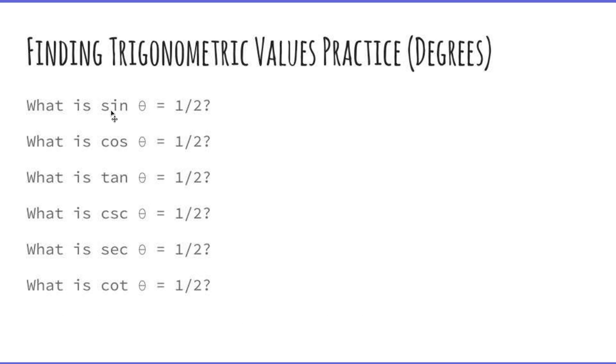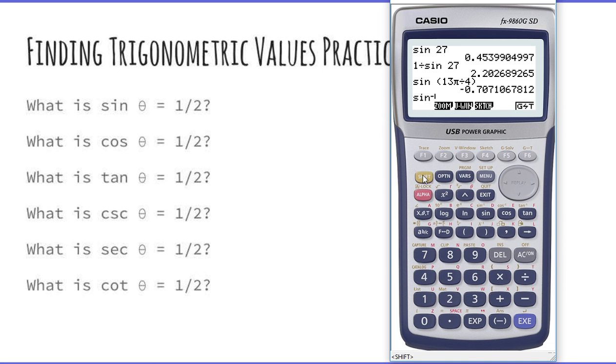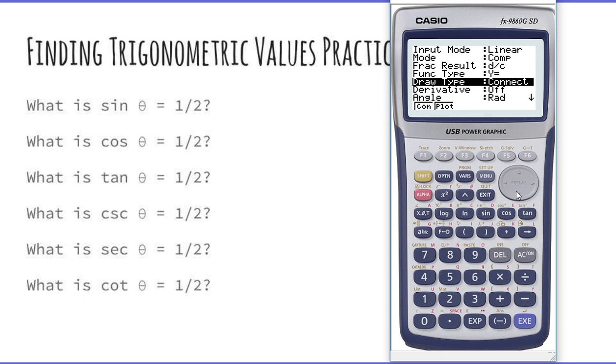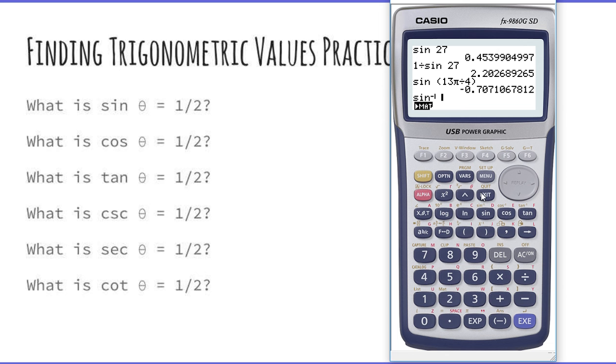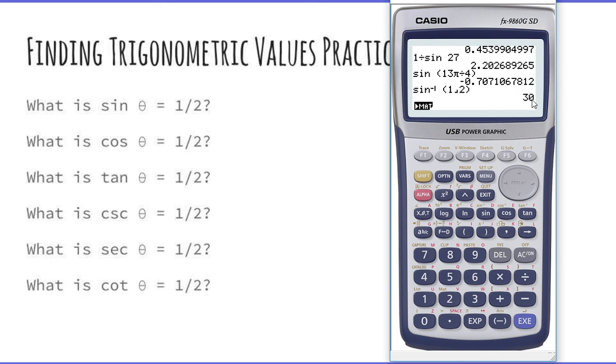Okay, so what is theta if sine of theta is 1/2? All right, and it needs to be in degrees, so I have to change my calculator back. All right, and so I want Shift sine of 1/2. And it tells me 30, so a 30-degree angle has a sine of 1/2, and we know that's true from the unit circle.